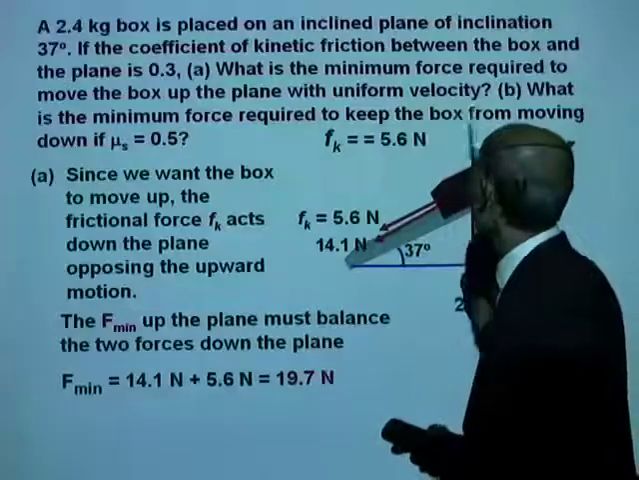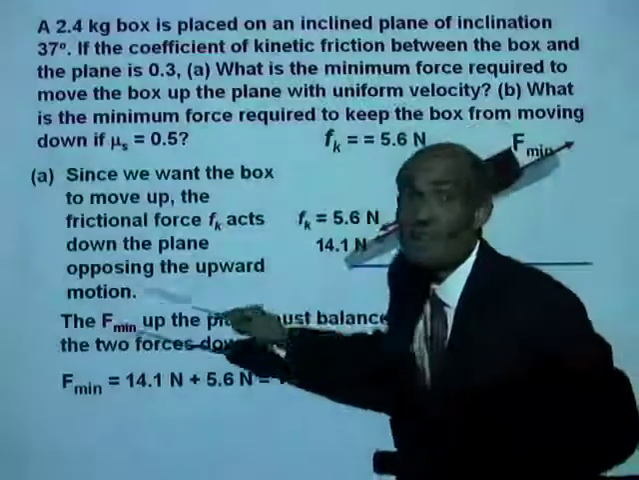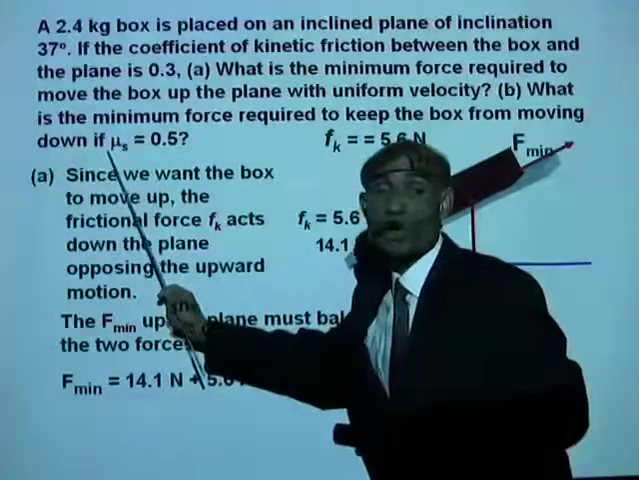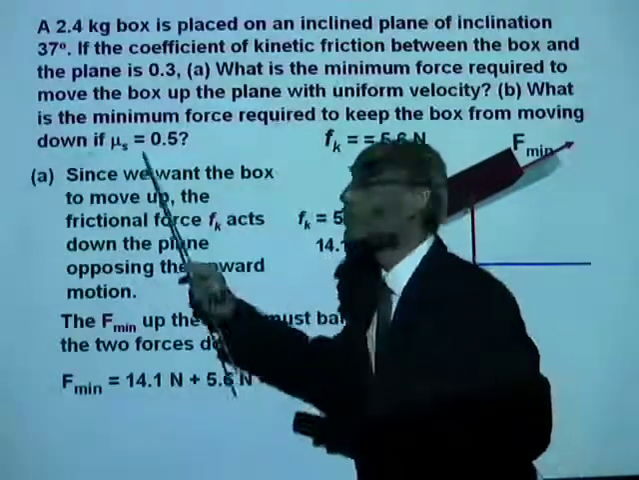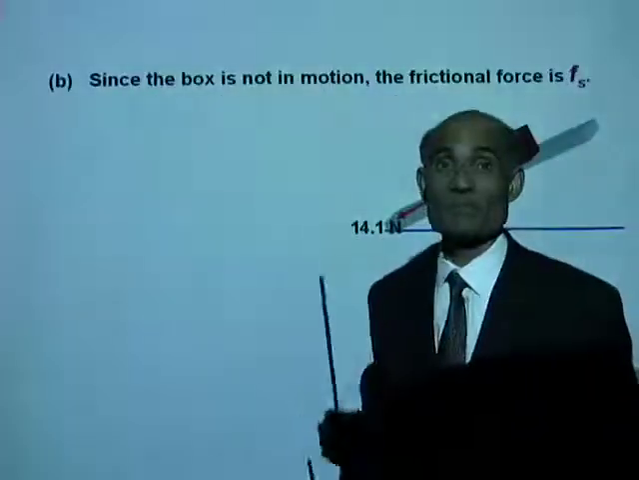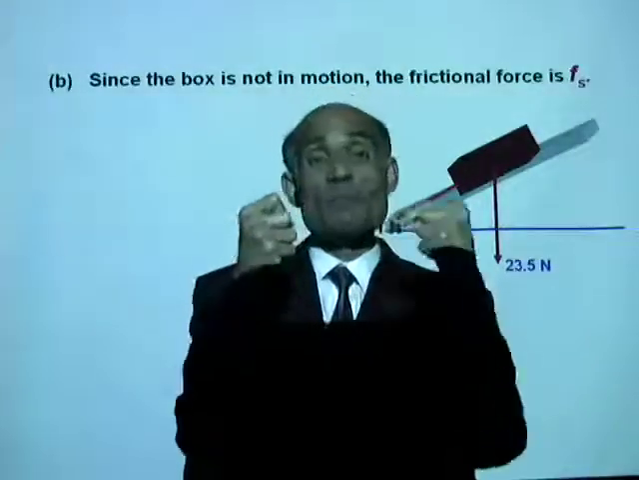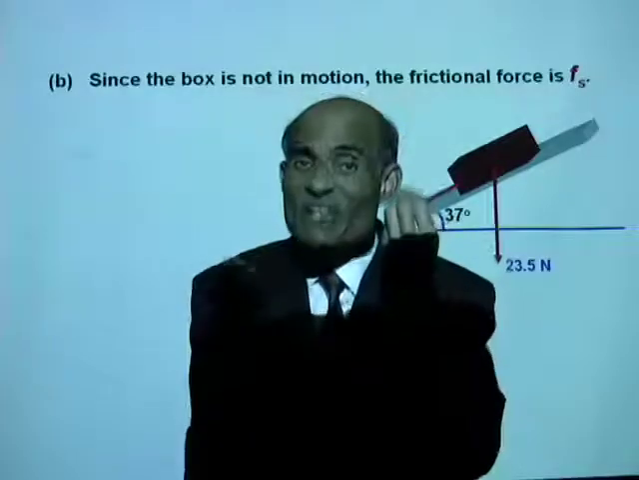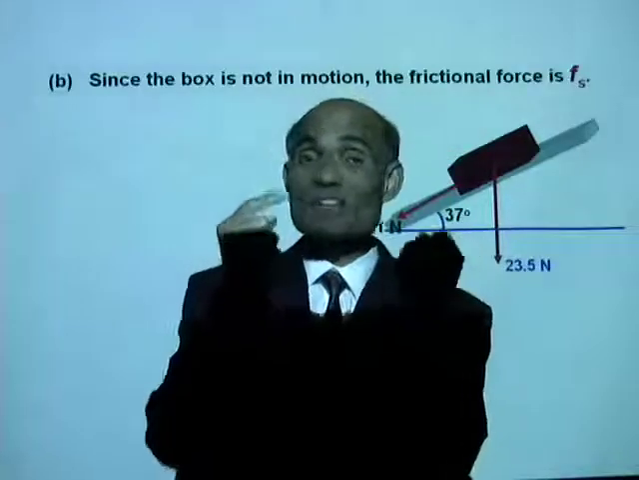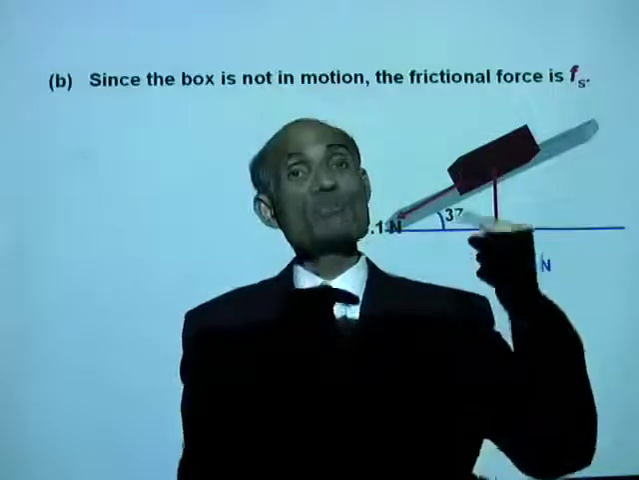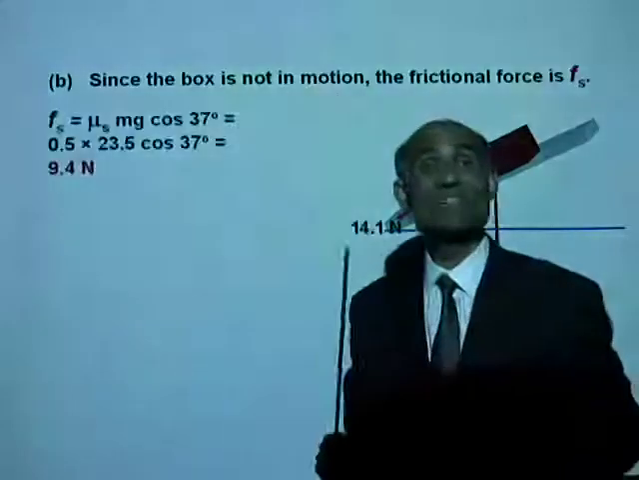Alright, how about B part? What is the minimum force required to keep the box from moving down? This time, the box is not going to move. We need to keep it from moving down. That means the force of friction will be static friction. Alright, tell me, we are now trying to prevent the box from moving down. That means the tendency of the box is to move down. If the box has a tendency to move down, the friction will oppose that. So this time, the friction will be opposing that tendency to move down.